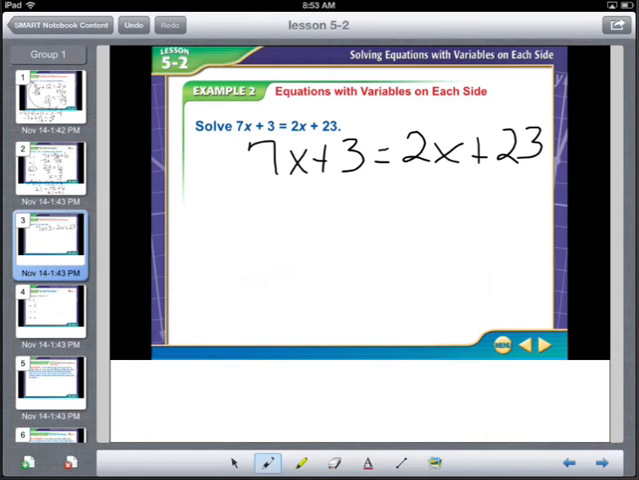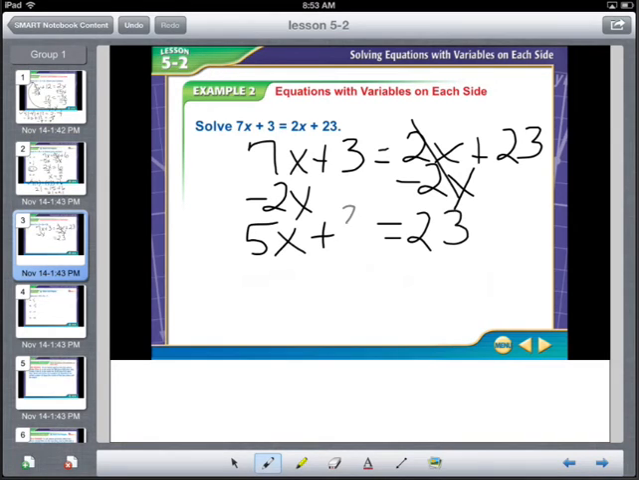Again, I've got a variable on both sides, so I've got to get those together first. All right, so what can I do to move one? I'm going to subtract 2x from this side, which is fine, as long as I come over here and do it to this side of the equation, that side of the equal sign. Those cancel out, leaving me with 23, and 7x minus 2x is 5x plus 3.